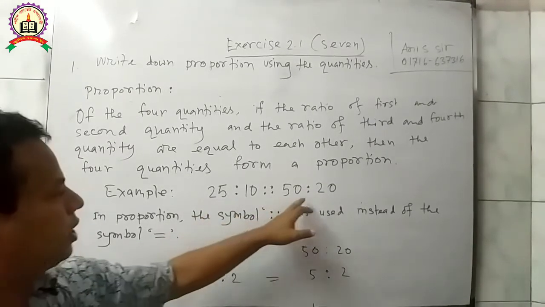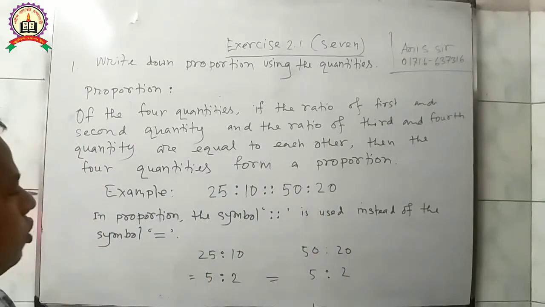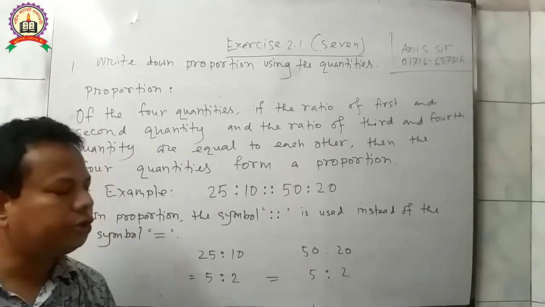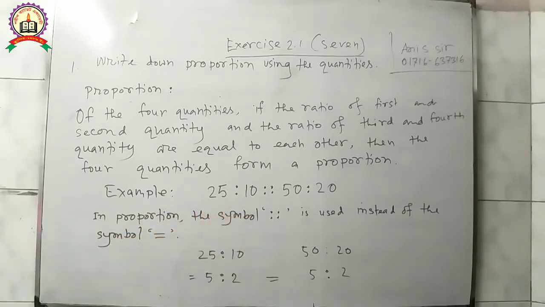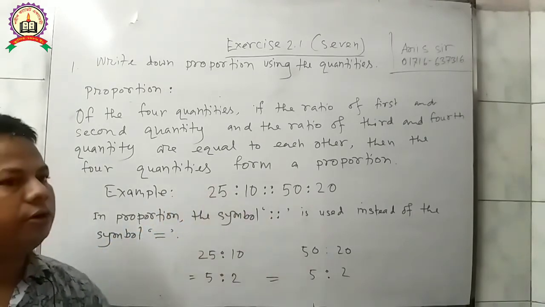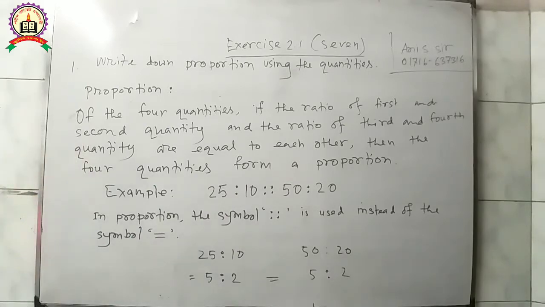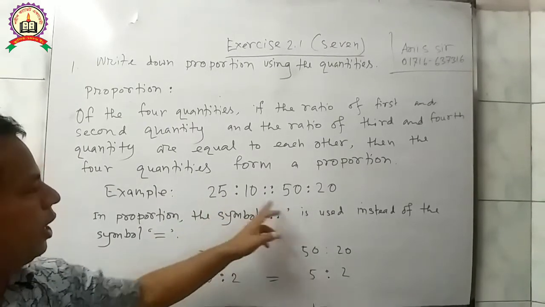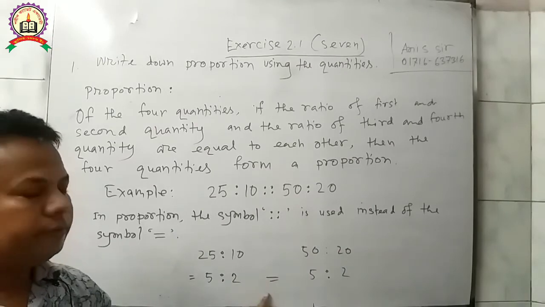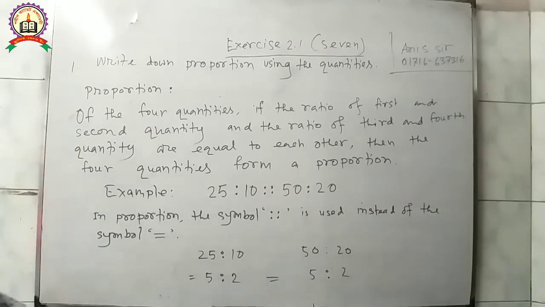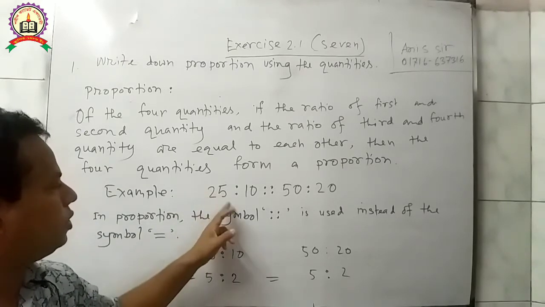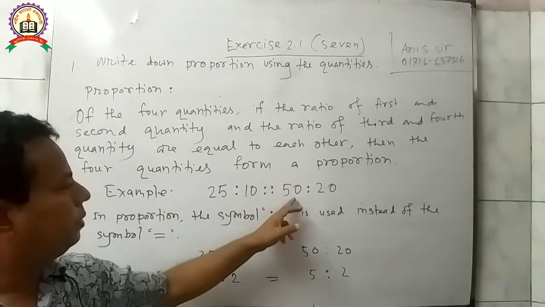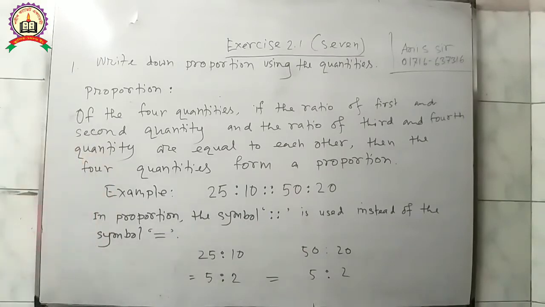So the first ratio and second ratio are equal to each other, so it forms a proportion. And there are four quantities, and the first ratio and second ratio are equal, so it is a proportion: 25 is to 10, proportion 50 is to 20.